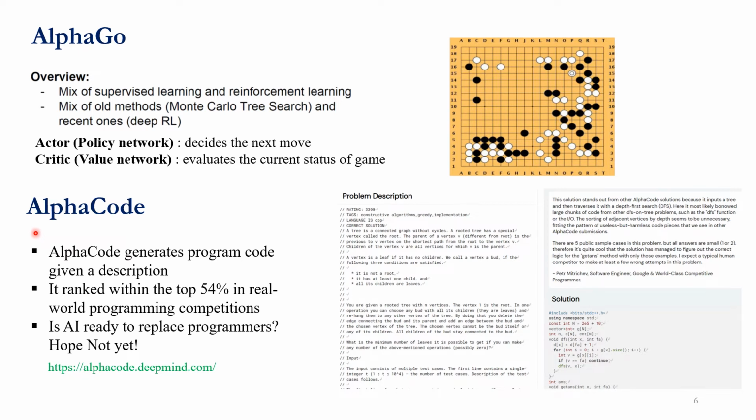More recently, there is another interesting program called AlphaCode. What AlphaCode does is you give it a problem description like this. Then AlphaCode reads this problem description and generates program code like this. This is not perfect, not yet. But this program ranked within the top 54% in programming competitions, so it's quite impressive. This is another interesting, more recent application of deep learning and machine learning.